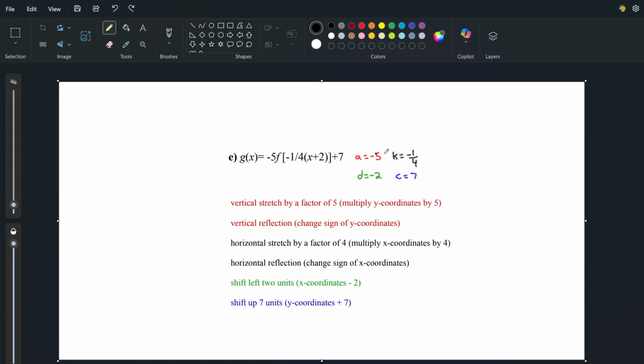So this is the first letter right here, -5, which is A. My writing is very bad. This is K, this is D, and this is C. And I'll tell you what each of these rules mean.